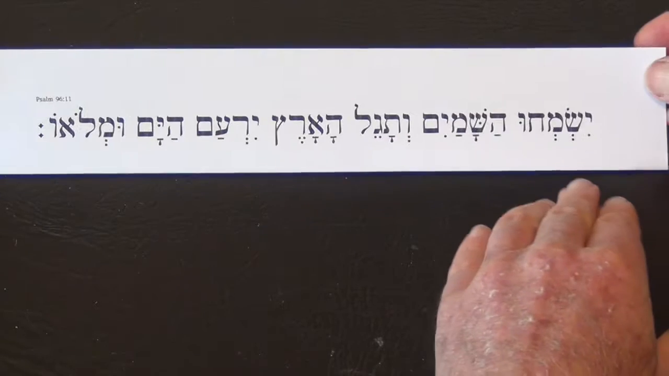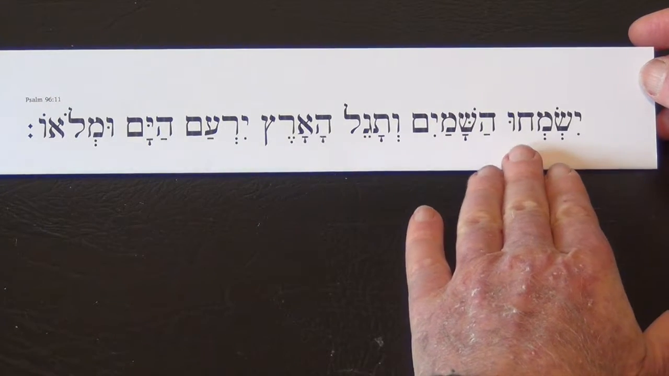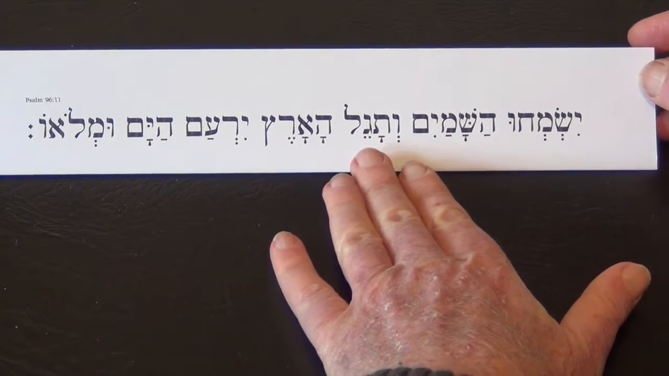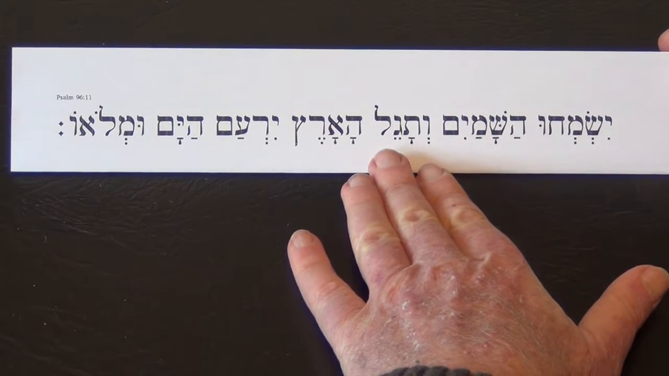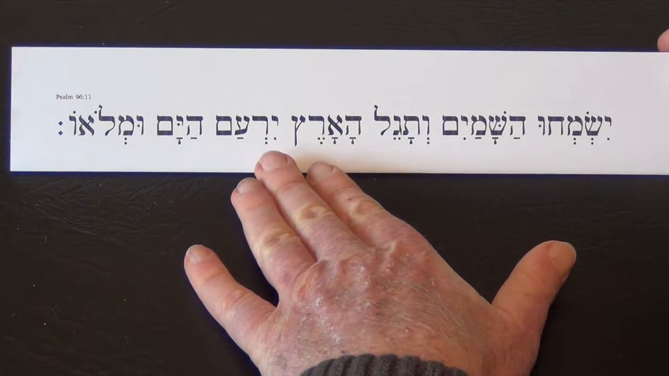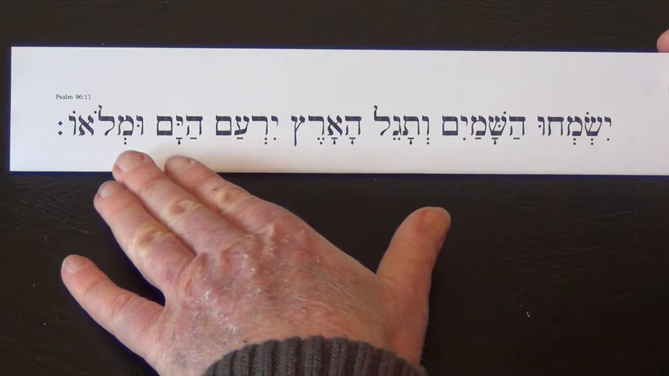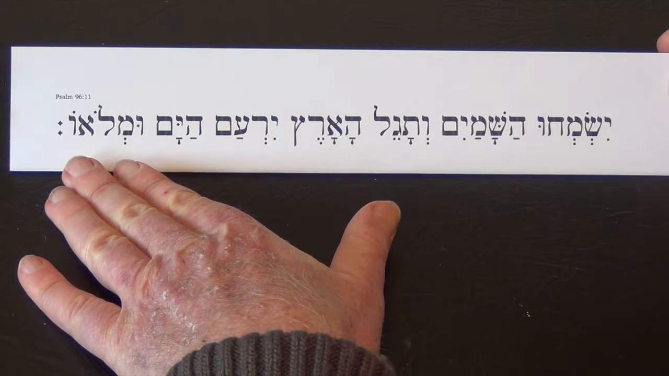Today we take a verse from Psalm 96:11. Psalm 96:11. Yismachu hashemayim u'tagel haaretz yiram hayom u'mla'o.